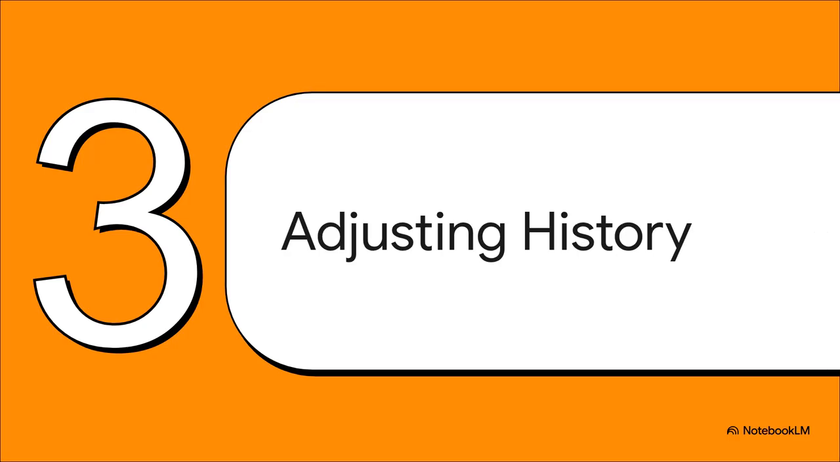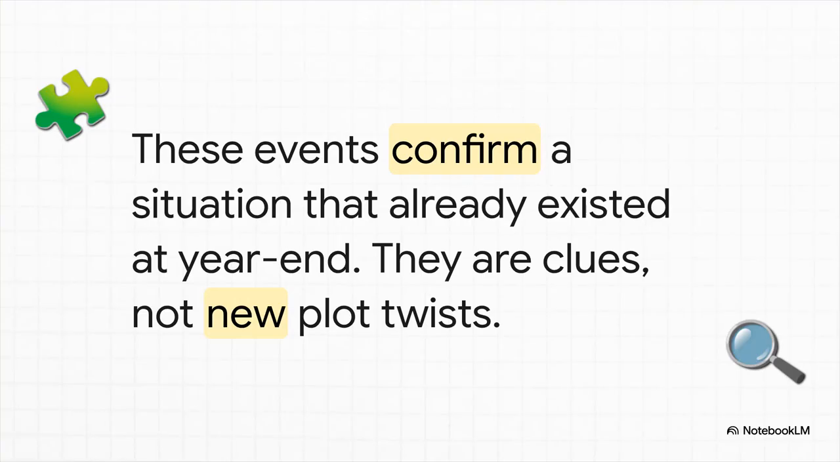So let's walk down that first path, the one where we literally have to rewrite a piece of financial history. Yeah, think of it like this. The story was already written on December 31st. You just discovered a missing page. These events aren't introducing a brand new character or a crazy plot twist. They're just confirming a situation that was already there. They're the last piece of last year's puzzle.